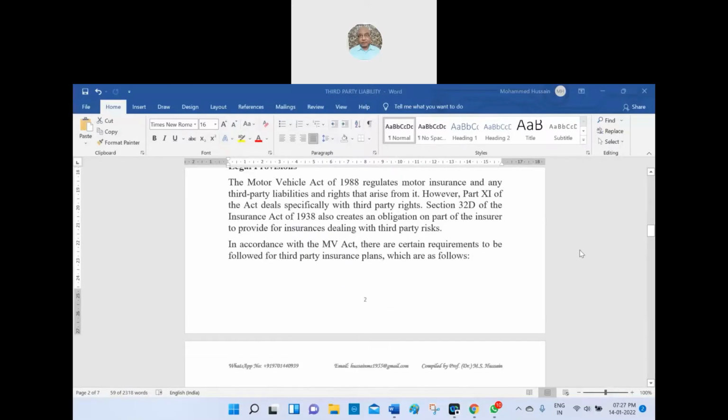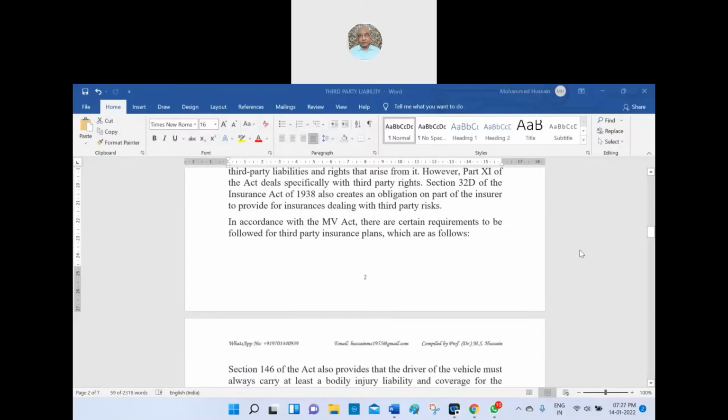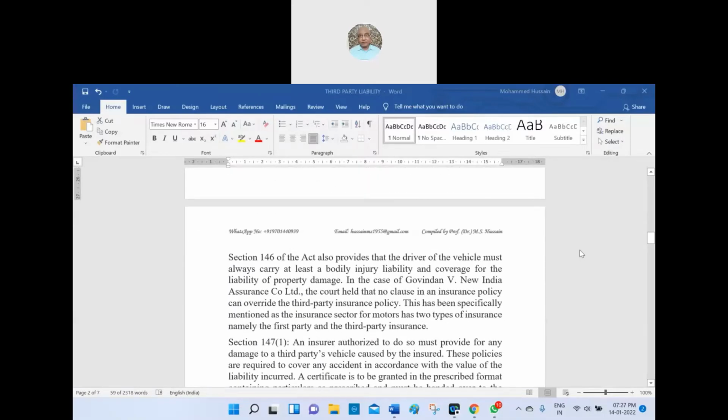So, in accordance with the MV Act, there are certain requirements to be followed for the third party insurance plans, which are as follows. What is the requirement? Let us see that. Section 146 of the Act also provides that the driver of the vehicle must always carry at least bodily injury liability and coverage for the liability for the property damage. So, Section 146 clearly says that the driver of the vehicle must always carry at least bodily injury liability and coverage of the liability for property damage. He should have to carry that.